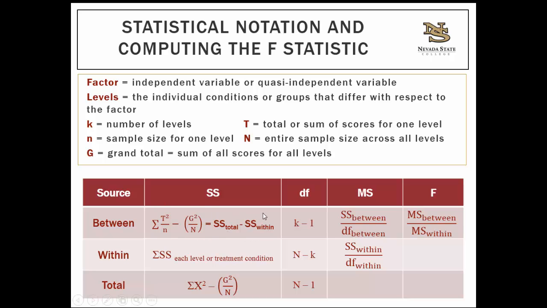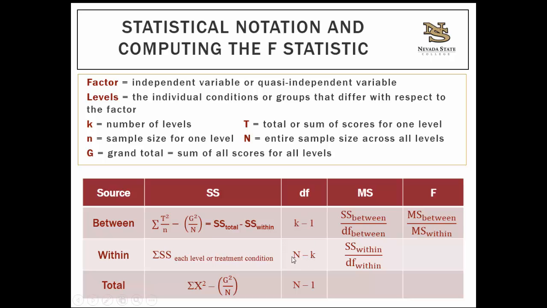And this just represents all the differences due to error and the independent variable. Then you find your degrees of freedom for between, within, and then total. Degrees of freedom between, you just take the number of groups and subtract 1. So if you had 3 groups, degrees of freedom between would be 2. 3 minus 1 is 2.